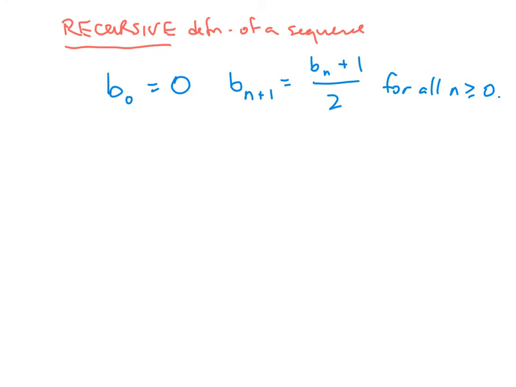So what this is saying is I can pick any non-negative integer here. I can look at that term of the sequence. So the 3rd term of the sequence, for example, n equals 3. Add 1 to that, divide by 2, and I get the 3 plus 1, that's the 4th term of the sequence. So this is a way of defining a sequence that defines each term of the sequence in terms of the previous term.